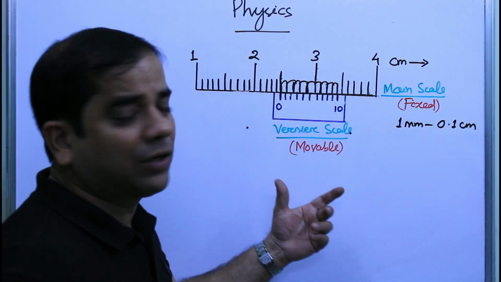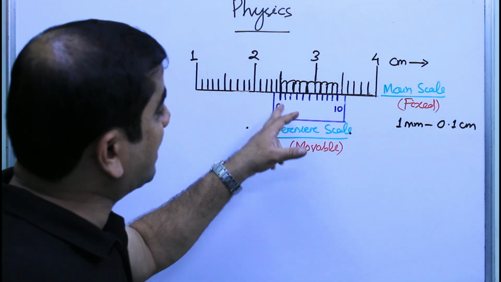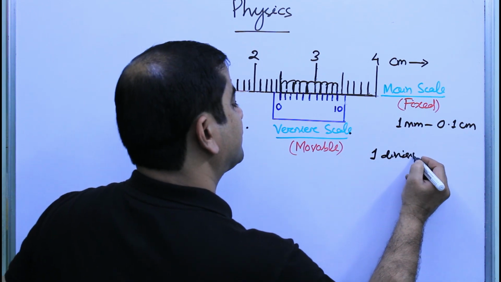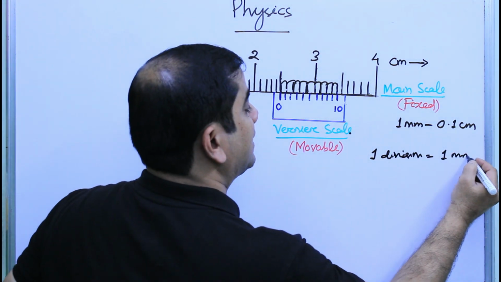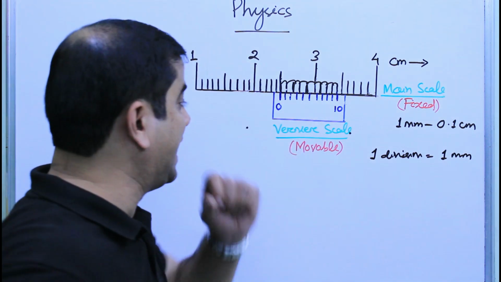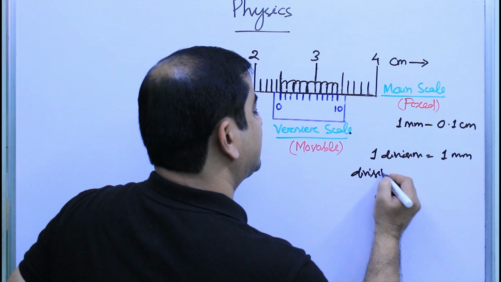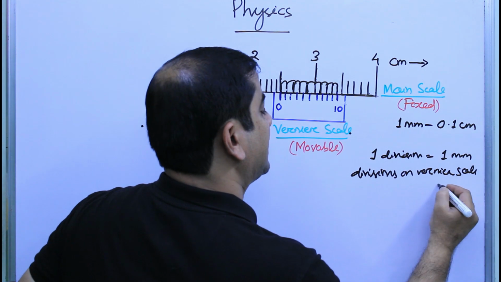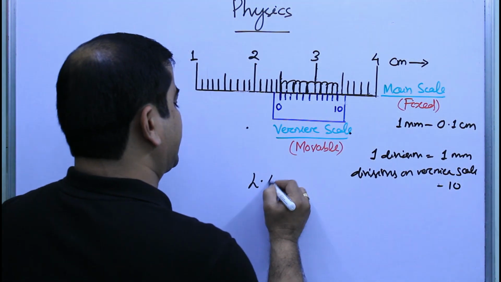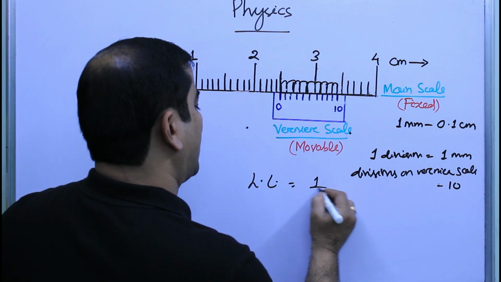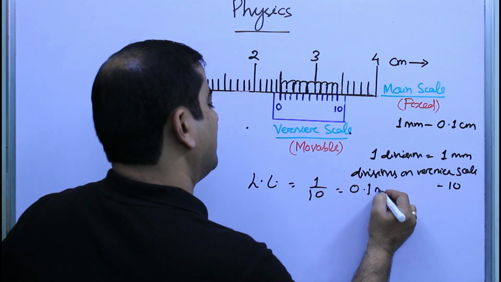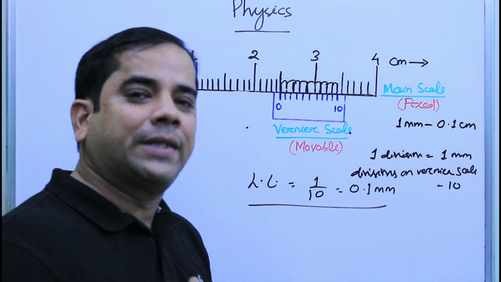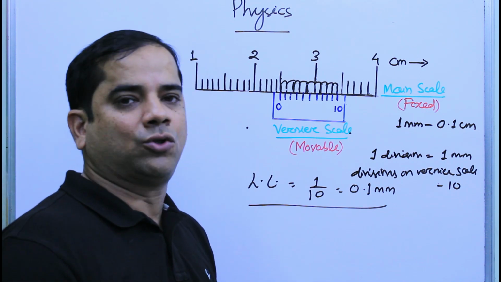So let us now find out the least count in this case. What is the value of 1 division on main scale? That is 1 division is equal to 1 millimeter. And how many divisions are there on Vernier scale? 10 divisions. So least count will be equal to 1 by 10, that is 0.1 millimeter. So this is the least count of this vernier caliper. There are some more things to learn about least count. We will discuss those later on.